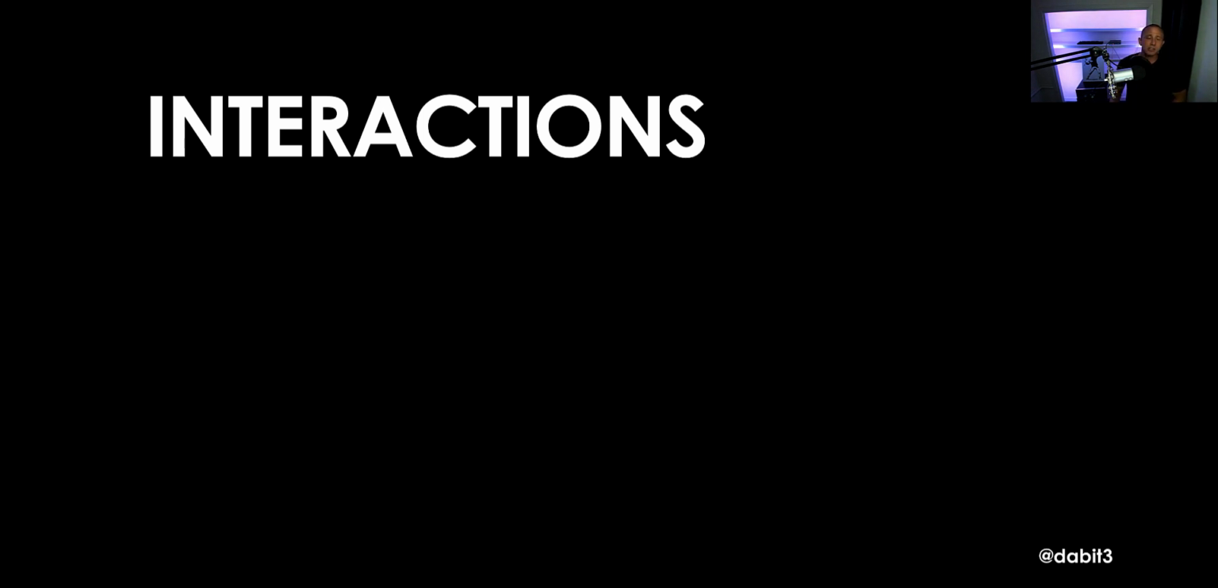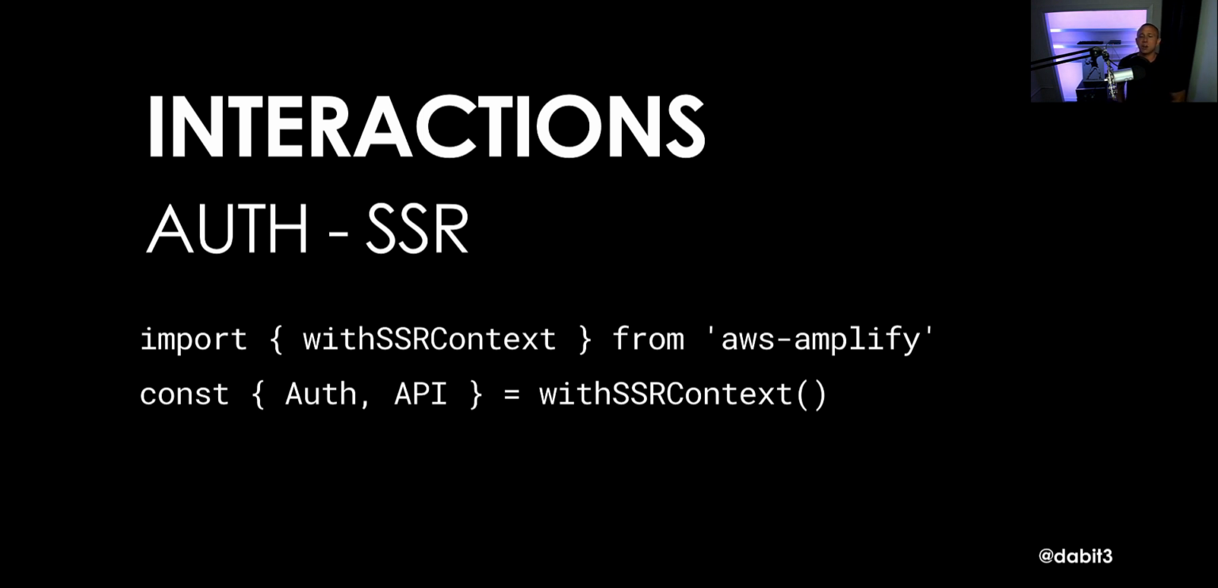What we've now introduced is this new withSSRContext API that you can then use to make your app SSR aware. So instead of importing directly from Amplify, if you're planning on using this in an SSR environment, all you need to do is use the withSSRContext hook, and then you can destructure the Auth or API class, and then you're ready to roll.